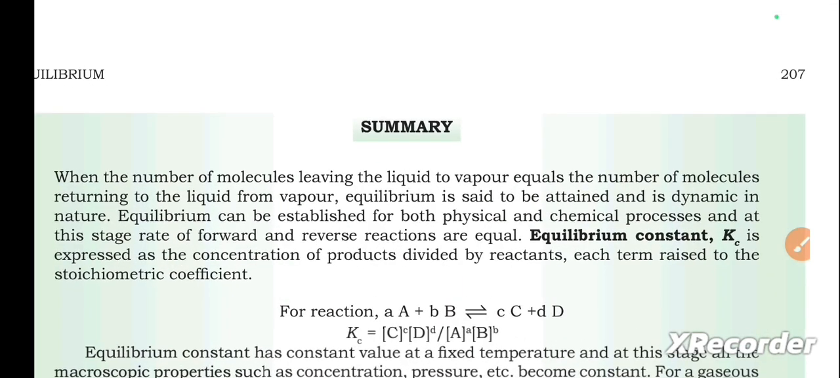Okay, so here is a summary of the lesson. Let's see. When the number of molecules leaving the liquid to vapor equals the number of molecules returning to the liquid from vapor, equilibrium is said to be attained and is dynamic in nature. Equilibrium can be established for both physical and chemical processes, and at this stage, rates of forward and reverse reactions are equal. Equilibrium constant Kc is expressed as the concentration of products divided by reactants, each term raised to the stoichiometric coefficient.